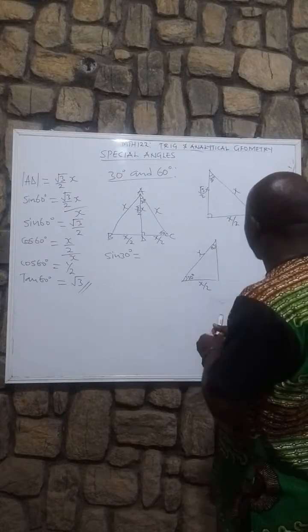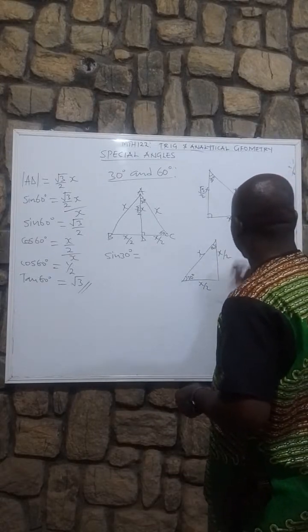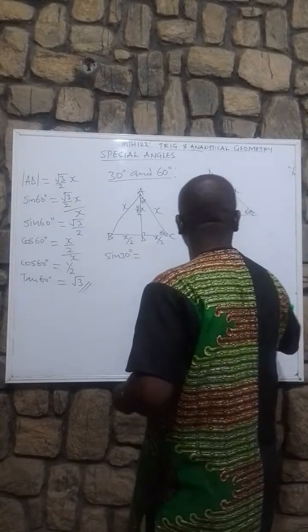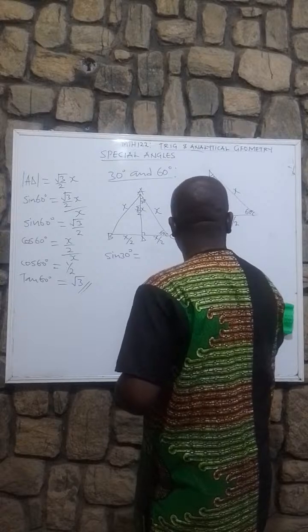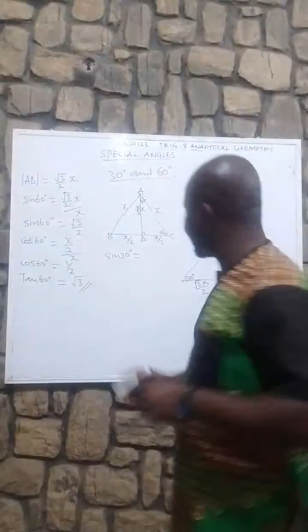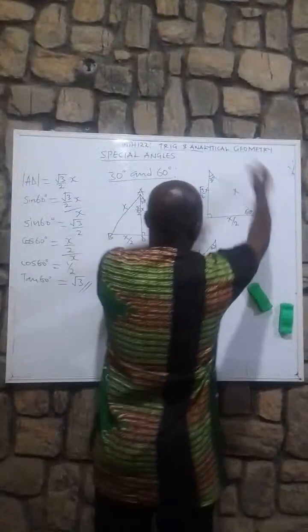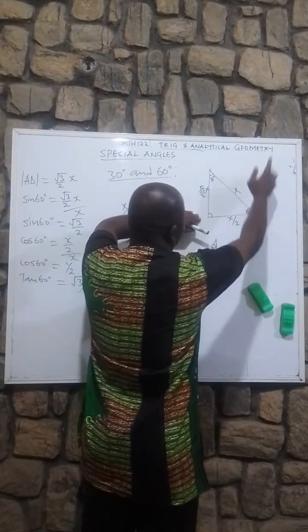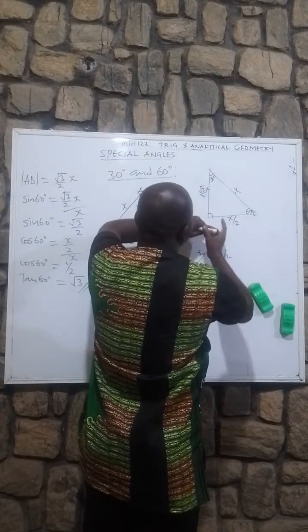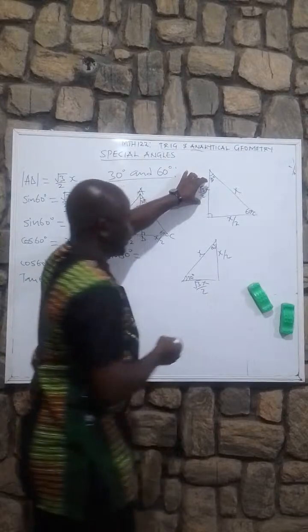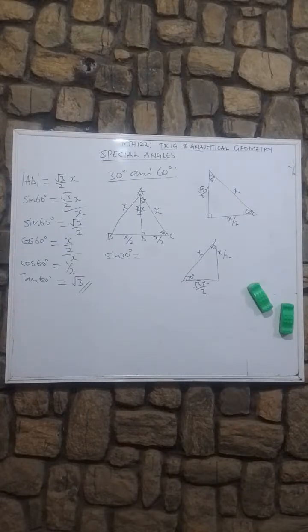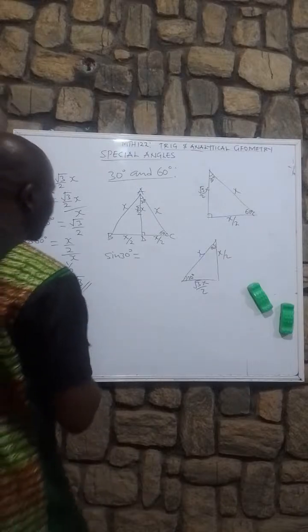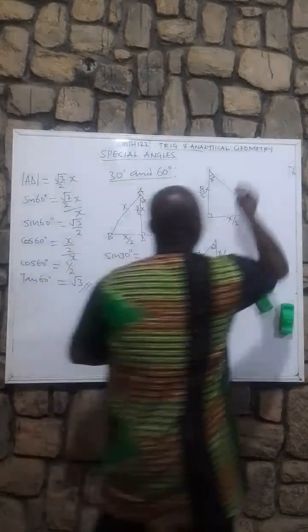Sorry. This will now be x all over 2. Then this will now be root 3x all over 2. Sorry, I'm sorry about the mistake. Because once this angle turns, this adjacent will now become the opposite, then this opposite will now become the adjacent. Sorry about the mistake. Is that clear? I'm very sorry. So it means we go by SOHCAHTOA.